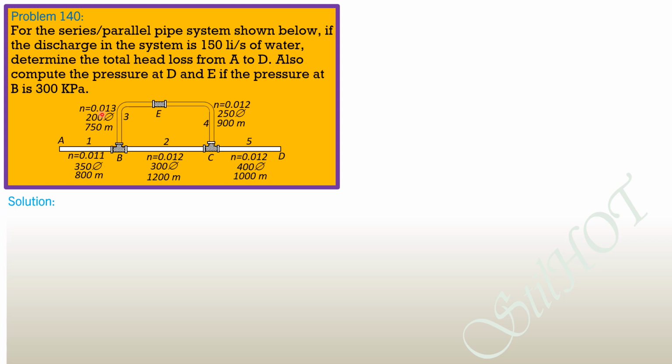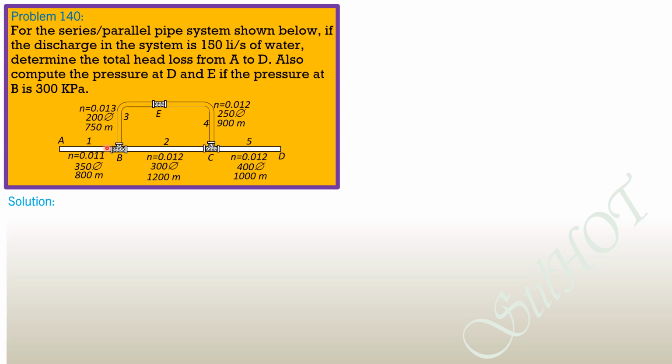So for the solution, the total head loss from A to D is HF1 plus HF2 plus HF5 because pipe 2 is parallel to the combined pipes 3 and 4. Then we can compute the head loss in pipes 1 and 5 immediately because the discharge is known, 150 liters per second. And Manning's formula for head loss for circular pipes is 10.29 n square L Q square over diameter to the 16 thirds.